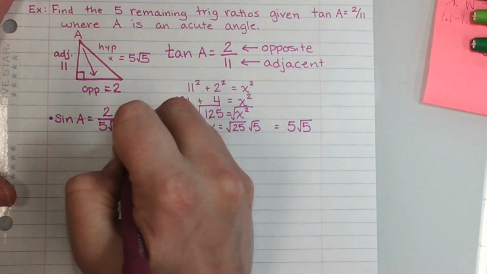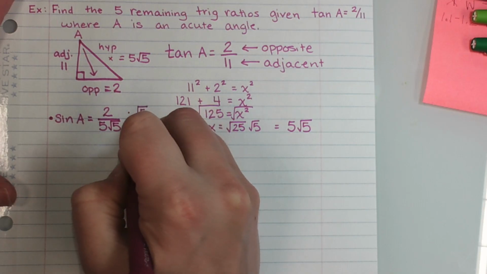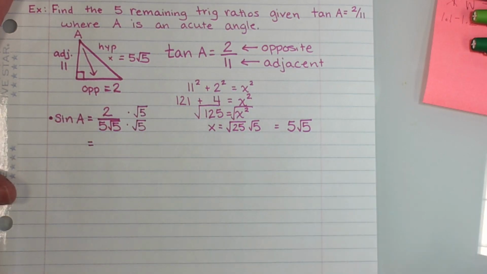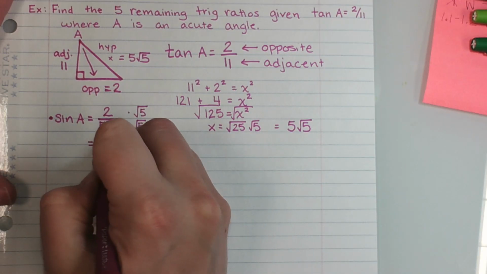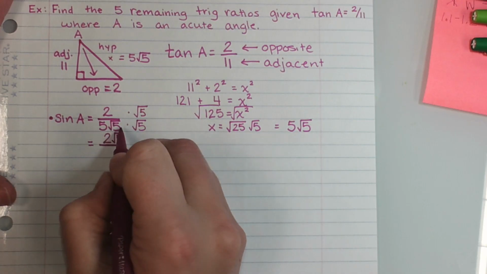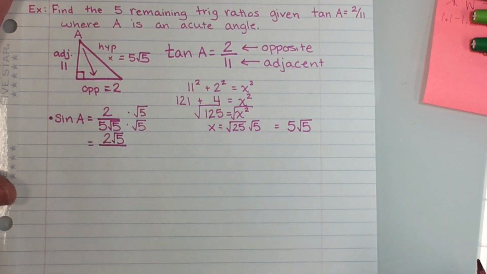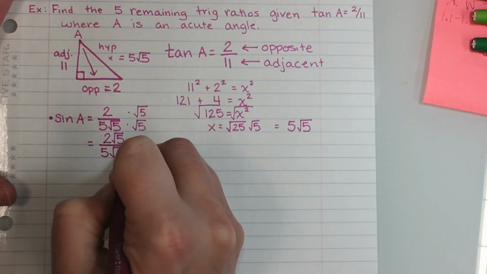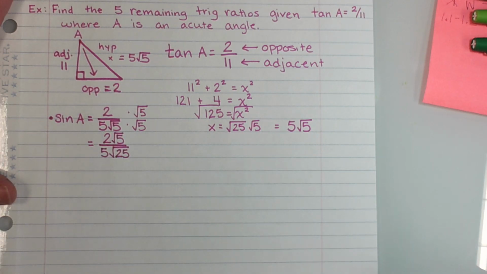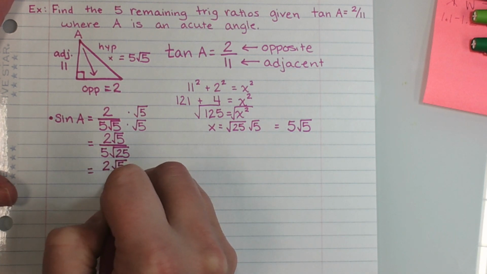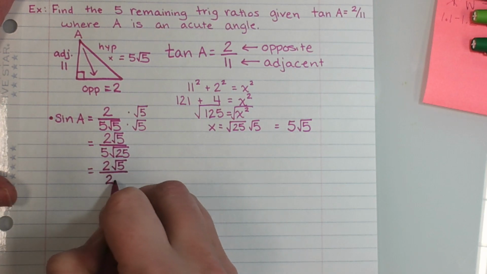Times both top and bottom by root 5. Two times root 5? 2 square root of 5. Over 5 square root of 5 times square root of 5? 5 times the square root of 25, and the square root of 25 is 5. So I end up with 5 times 5 in the denominator, which is 25.